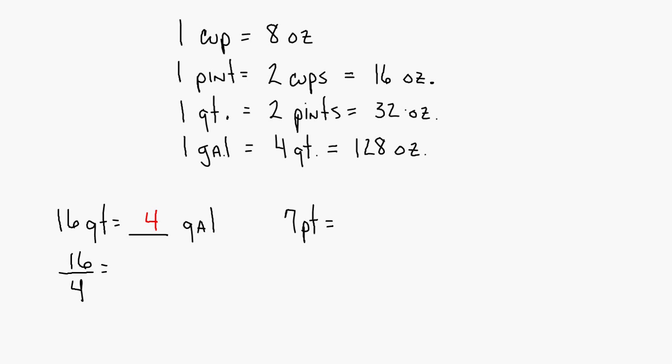7 pints equals how many ounces? 7 pints equals how many ounces? 1 pint is 16 ounces, isn't it? So we're going to go 7 times 16. 112. Very good. You getting the hang of it? Yeah. Good.